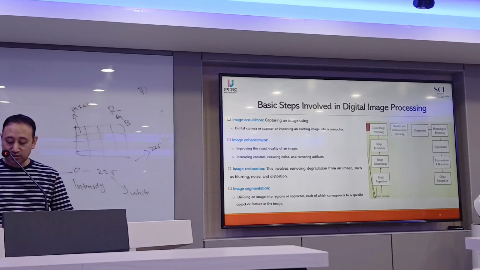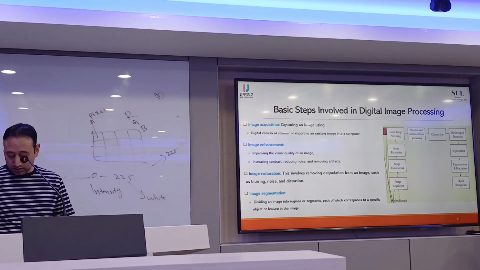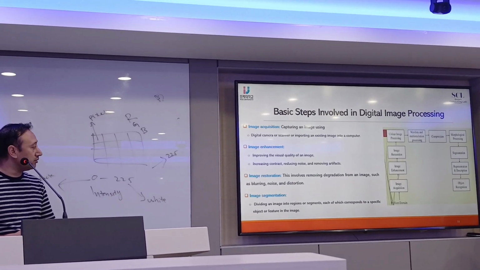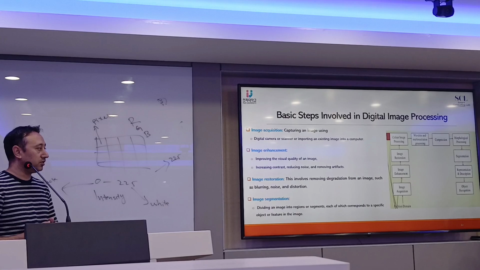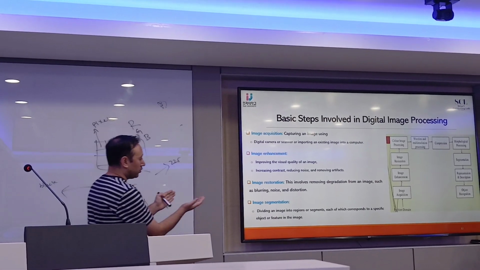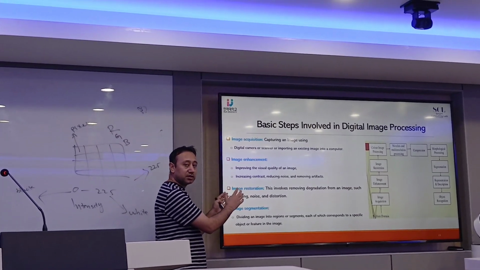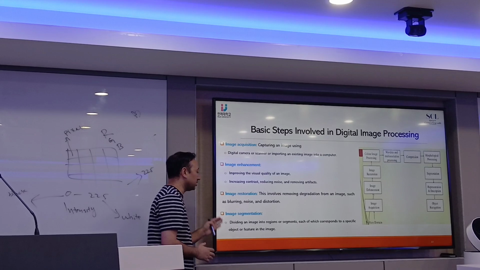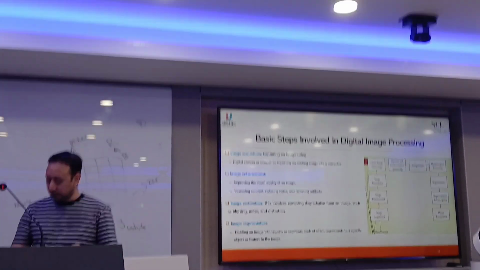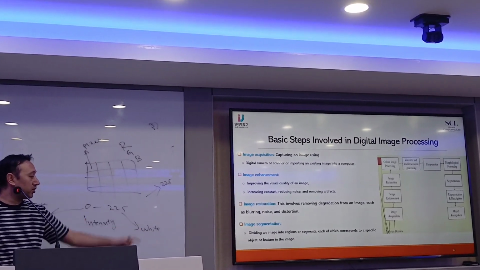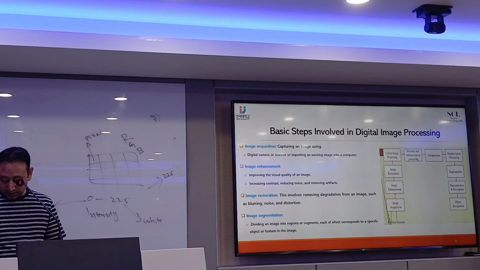And image segmentation. So in image segmentation, for example, we have different kinds of objects in an image. So we segment out each object in the image. This is called image segmentation. We will talk about image segmentation in further slides.